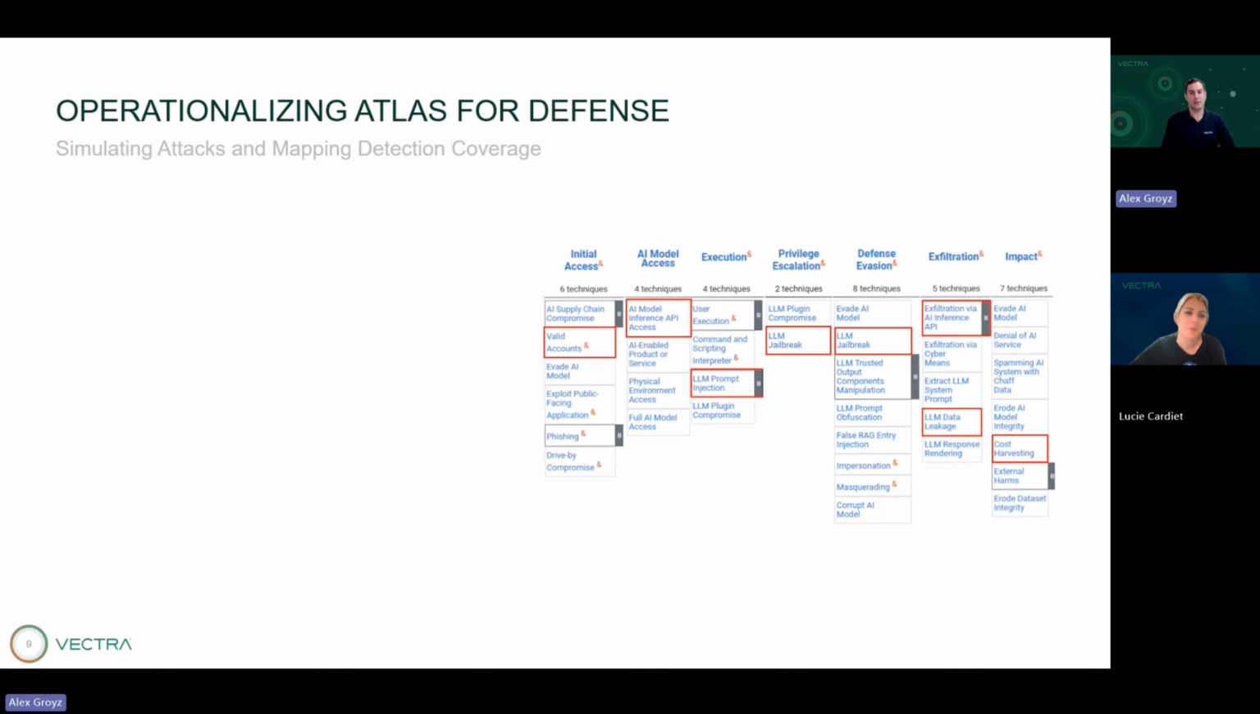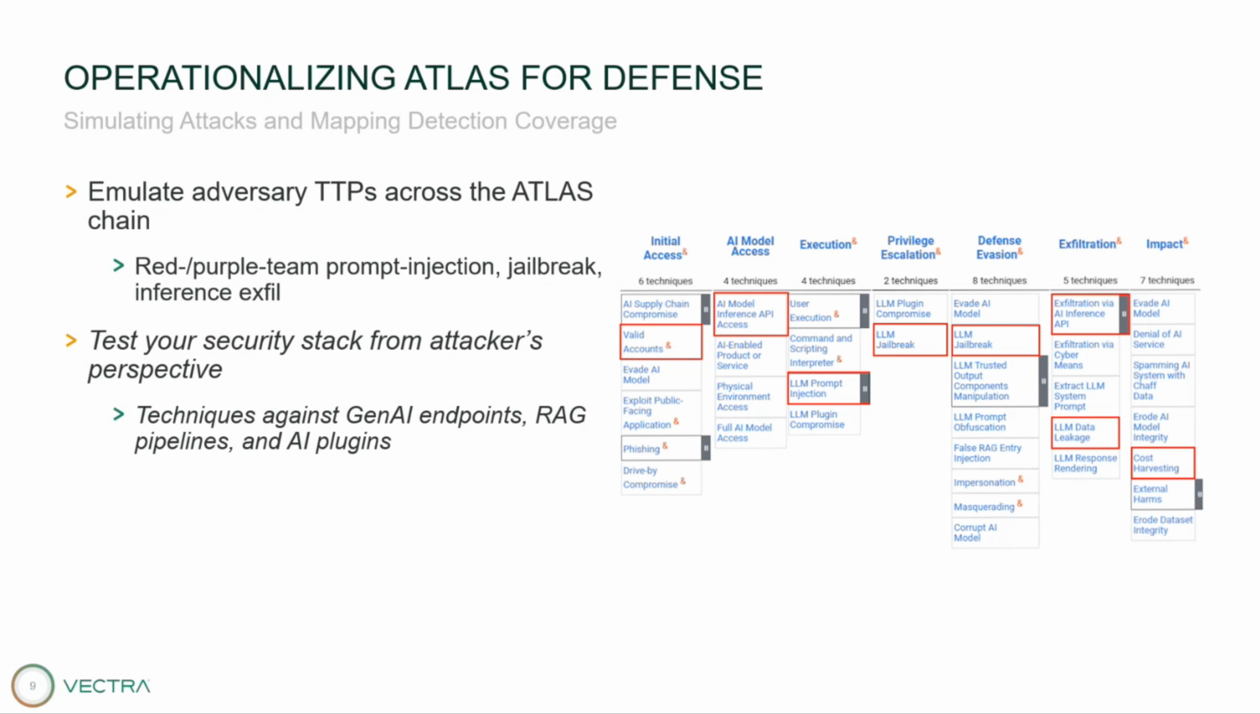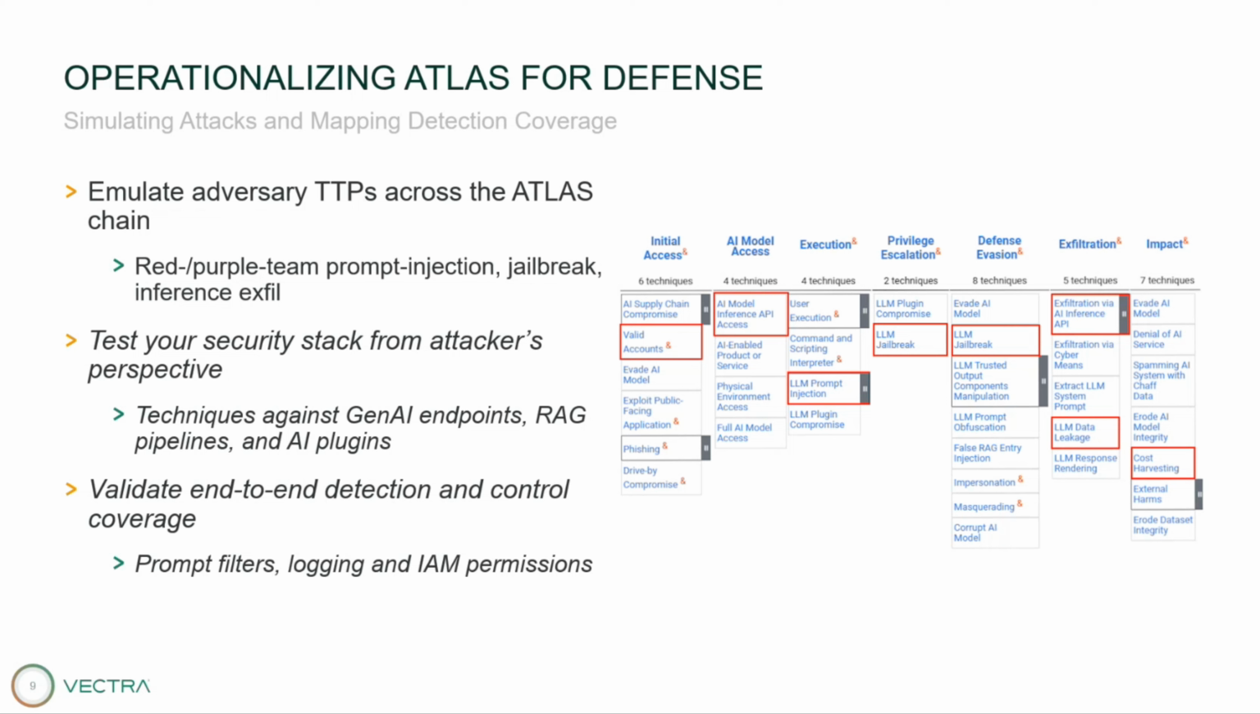So Atlas gives us more than just a list of GenAI threats. We could use it to simulate, detect, and defend against real-world techniques. We could emulate adversary behavior across the entire Atlas kill chain using red team or purple team scenarios with things like prompt injection, LLM jailbreaks, and inference exfiltration. This gives the defenders the ability to step into the attacker's perspective. Or you could test how your environment holds up against things like exposed GenAI endpoints, vulnerable RAG pipelines, or misconfigured API plugins.